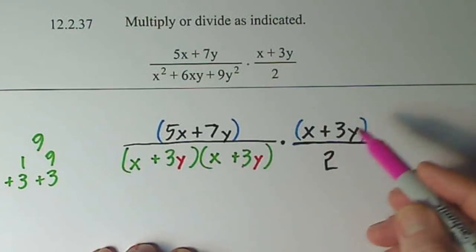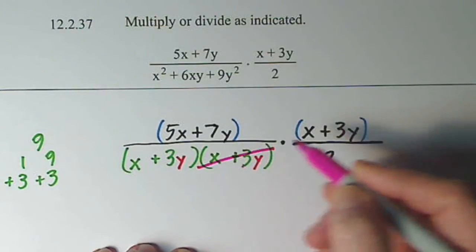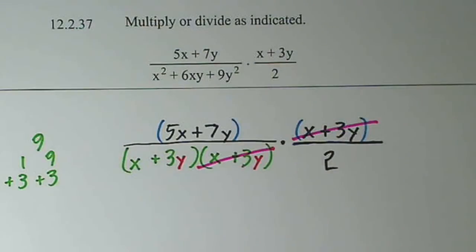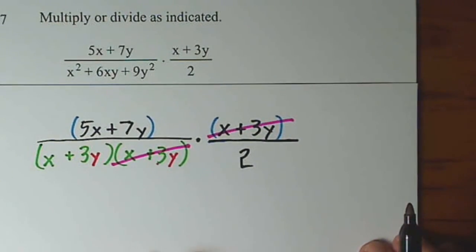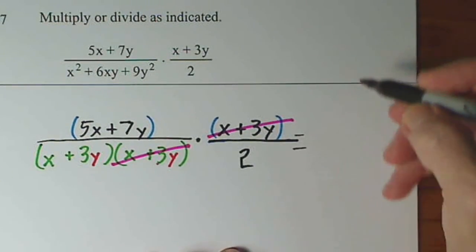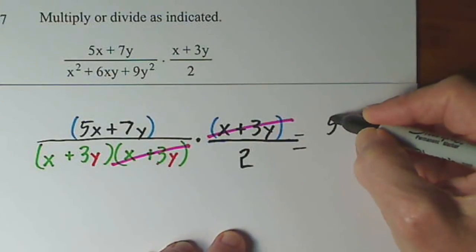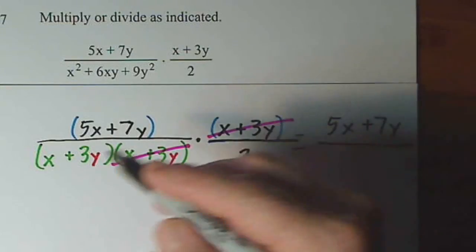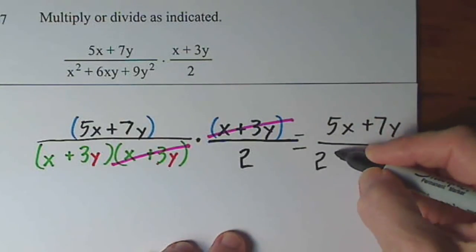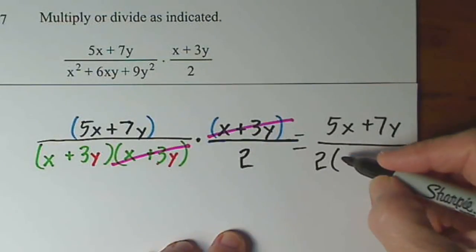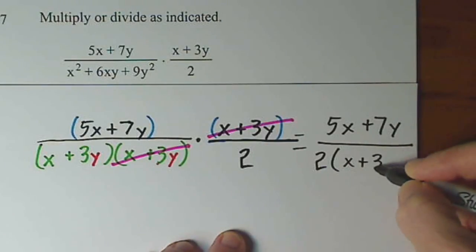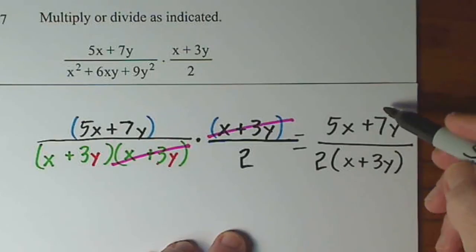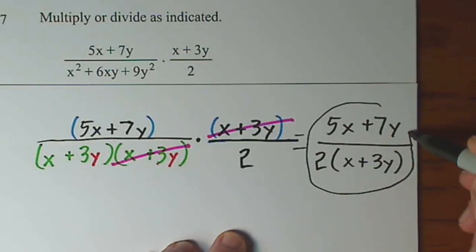Alright, I have x plus 3y, x plus 3y. They cancel each other. Those are the only common factors. So hopefully I haven't run out of all my room here. And we'll put our answer. What's left standing? 5x plus 7y. And on the bottom you have 2 times the quantity x plus 3y. And this is your answer.